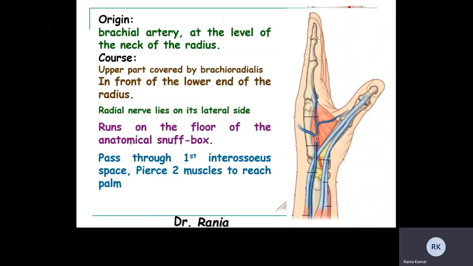In the dorsum of the hand, it pierces the first interosseous space by piercing two muscles, the adductor pollicis muscle and the first dorsal interosseous muscle, to return to the palm of the hand. At its termination, it forms the deep palmar arch.